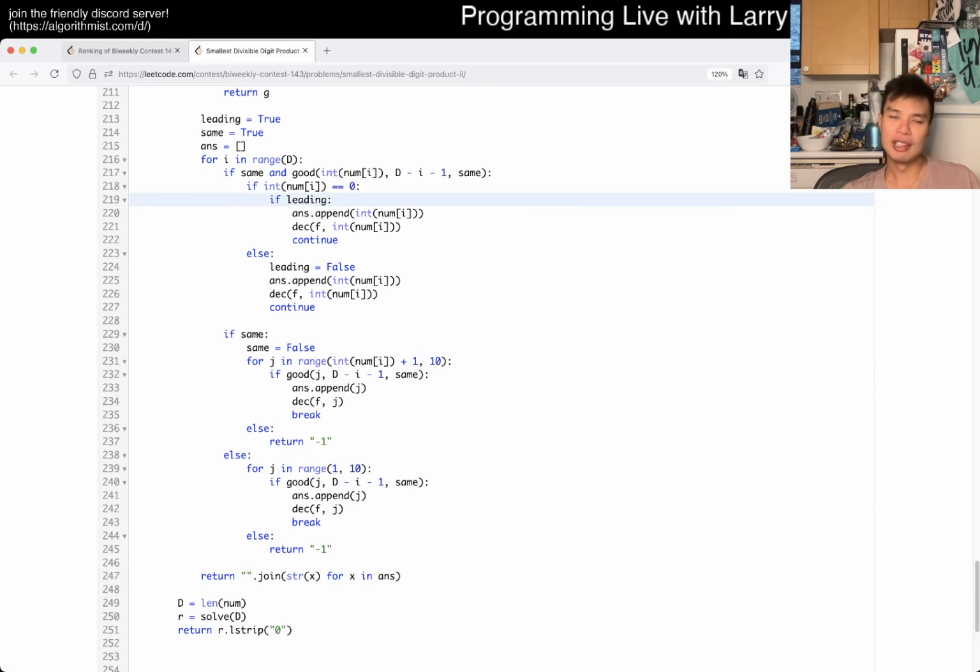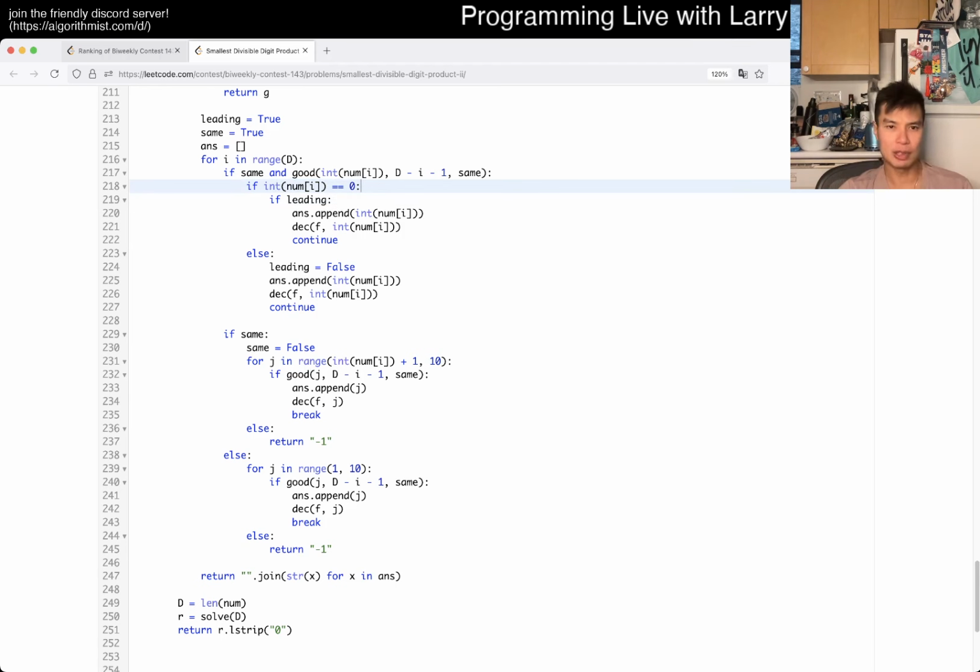Otherwise, zero cannot be in the answer. The reason is that no number with a zero will be the answer, because you multiply them and the product is zero, right? Except for the leading zero, which is why we have it here.